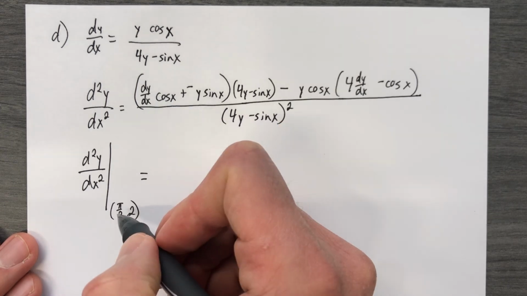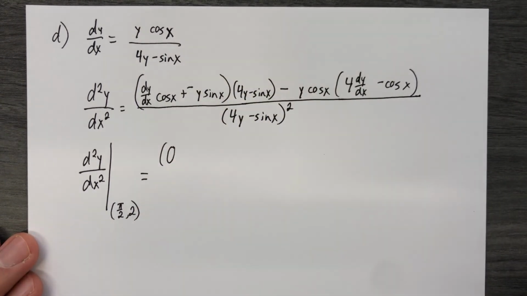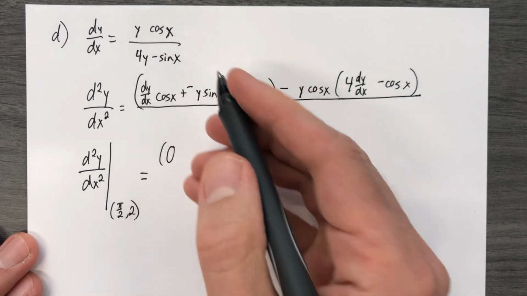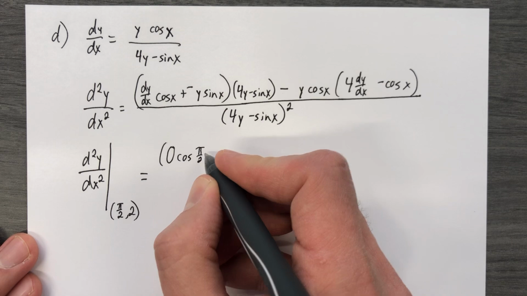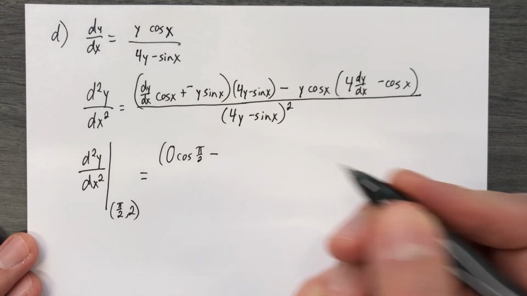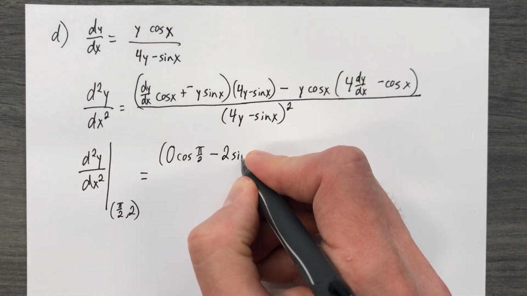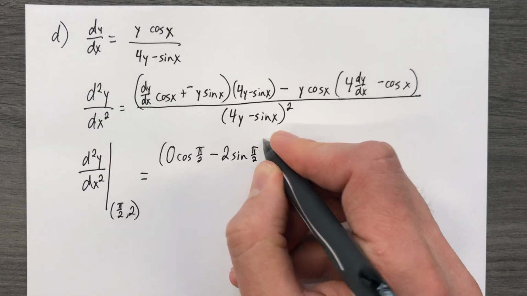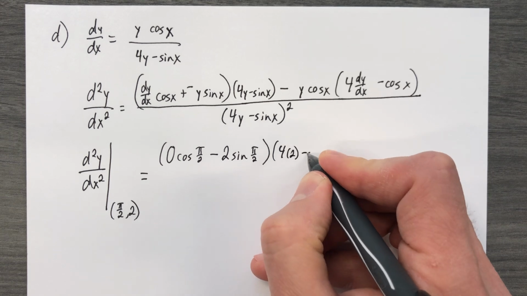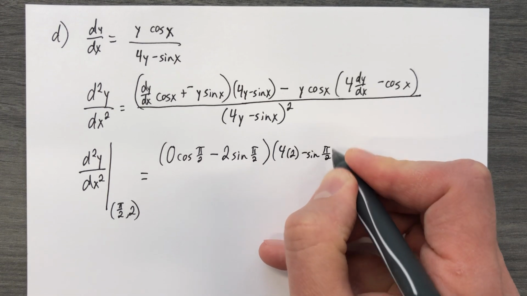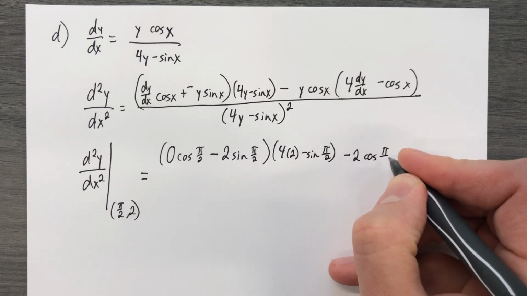At pi over 2 comma 2, the derivative equaled 0. So basically that whole term is gone. So 0 cosine pi over 2, I don't care. Actually, that's 0 too. So we have 0 times 0. Man, that's all kinds of 0. Minus y sine of pi over 2. That takes care of this part. 4y minus sine of x minus y cosine of x.